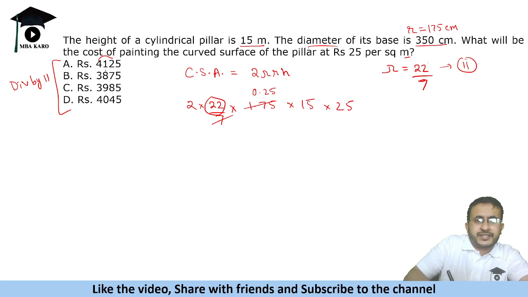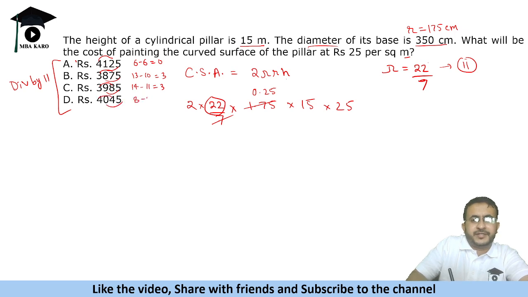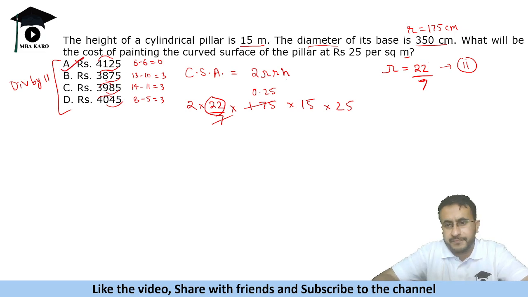4 plus 2 is 6, 1 plus 5 is 6, 6 minus 6 is 0. Put it on hold. 3 plus 7 is 10, 8 plus 5 is 13. So 13 minus 10, the difference is 3. 3, 9, 3, 8, 11, and this is 14. 14 minus 11, the difference is 3. 8 and 5. 8 minus 5, the difference is 3. So in all others, it does not fit. Only one option fits your answer.